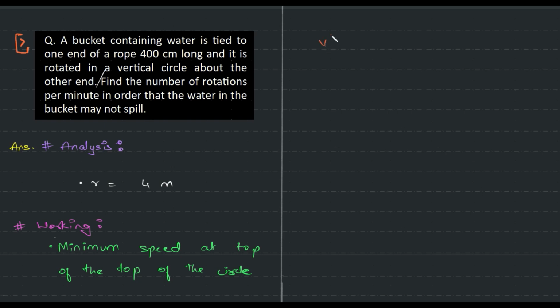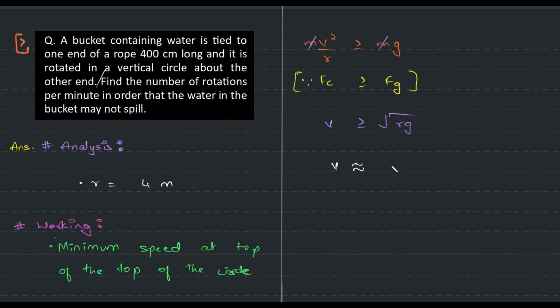So what we have is mv squared by R should be greater than mg. Okay, so basically the centripetal force has to be greater than gravitational pull, right? That's what it means. So m will get cancelled. So V is greater than or equal to root of Rg. Okay, and we need the minimum condition.